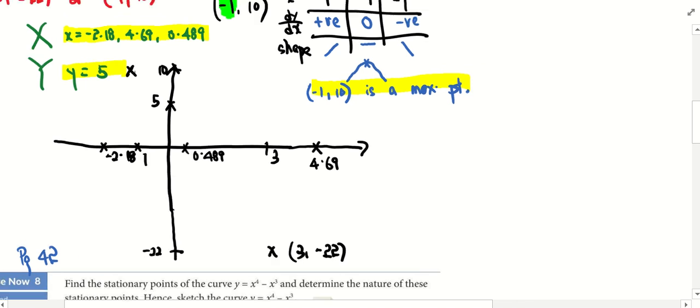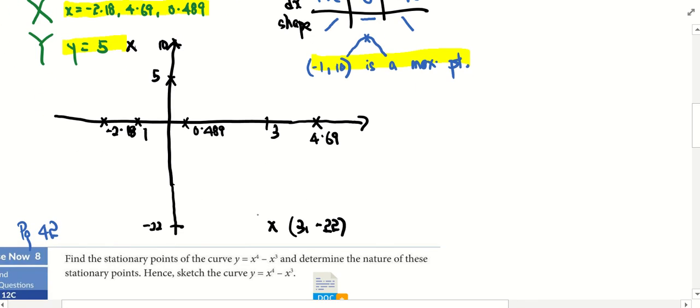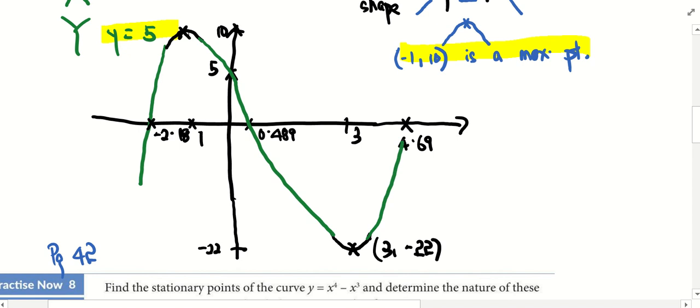Okay, see what I do first, ladies and gentlemen. Remember, 3, negative 22 is the minimum point. So I just draw a U shape here first. The other one is a maximum point. So I just draw a simple N shape. Then, I join them together. How to join them together? See what I do? Ta-da! Finish.